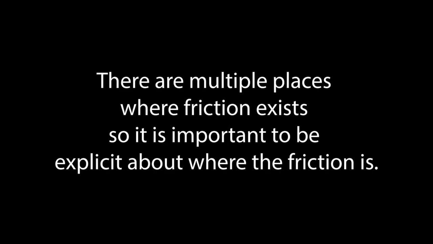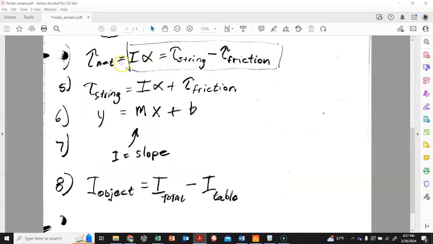Another common response from students about the source of our error was that we failed to take friction into account. There are multiple places where friction exists, so it is important to be explicit and specific about where the friction is. An obvious location of friction is in the rotation of the turntable. This friction was accounted for in our calculations in the pre-lab. Here we see that the net torque equals I alpha. Here we included the torque from friction.